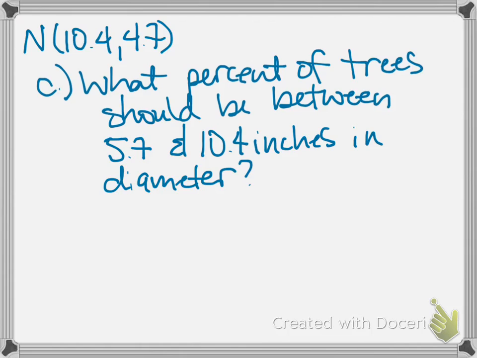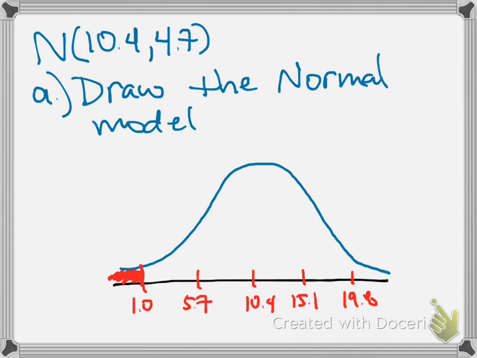Okay, the next part of this question asks, what percent of trees should be between 5.7 and 10.4 inches in diameter? So this is a slightly more complicated question. If we look back at the normal model that we drew out before, this time, instead of being interested in what's below 1.0, we are interested in what's between 5.7 and 10.4.